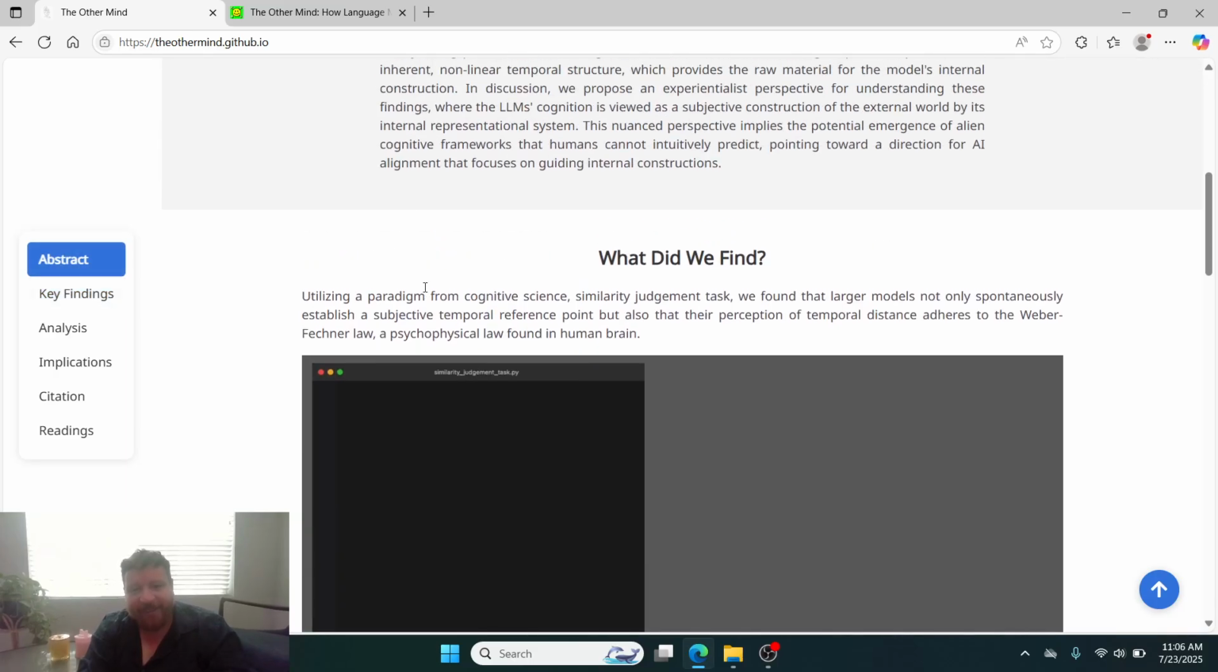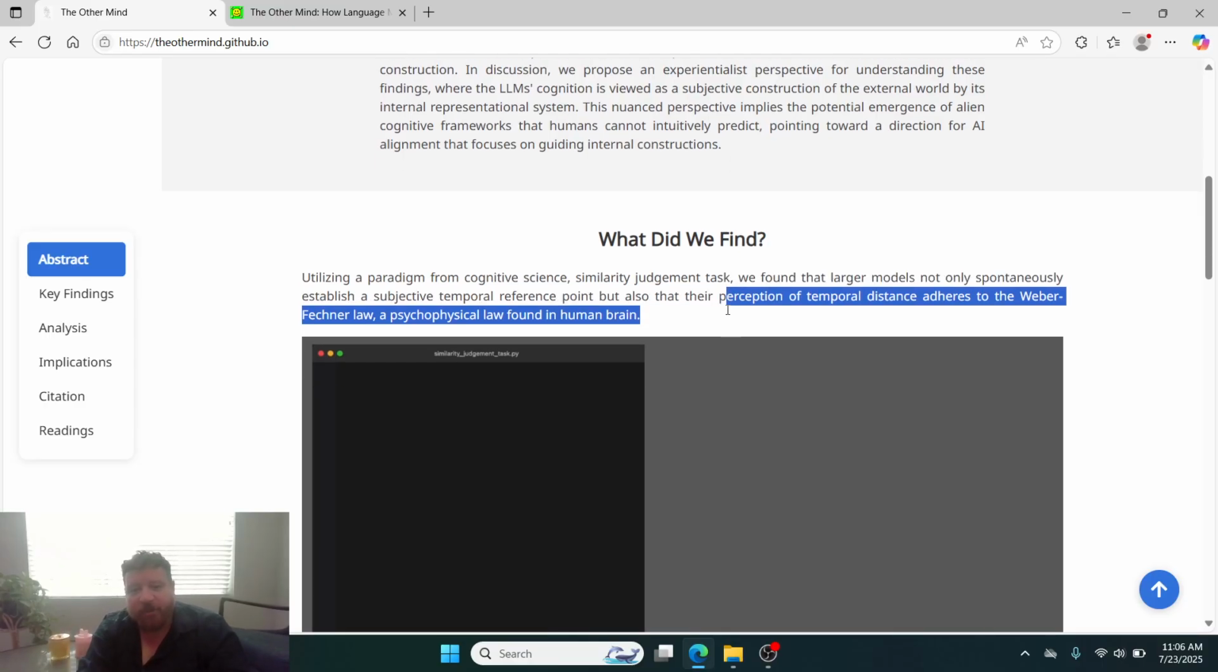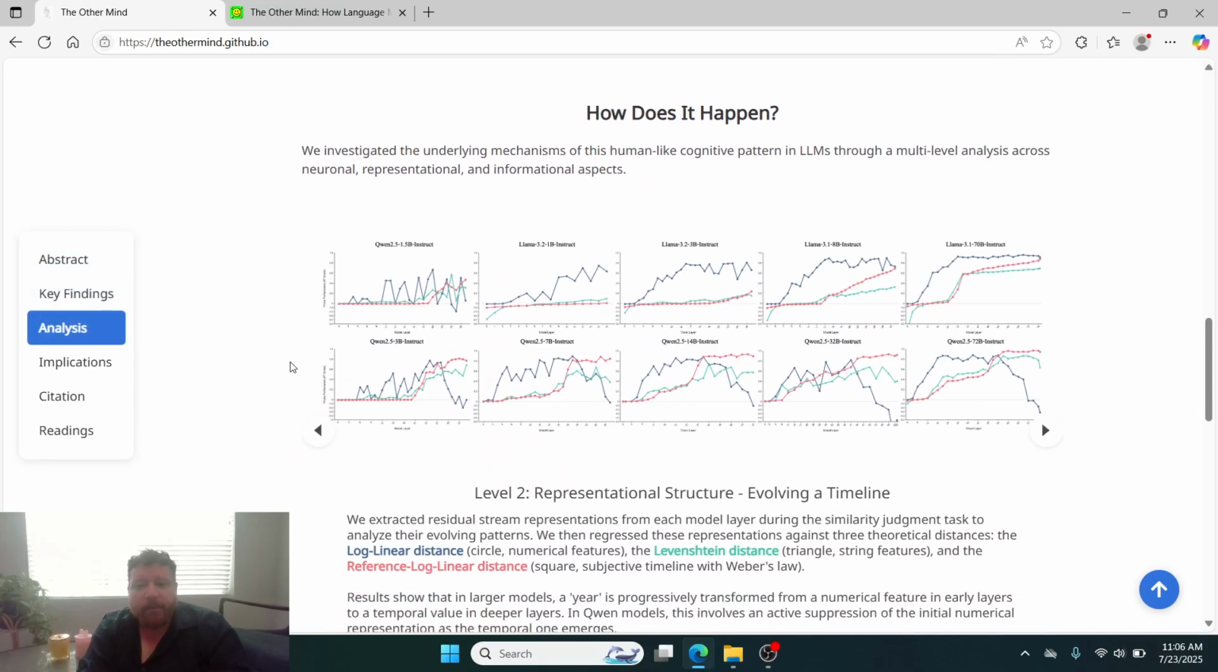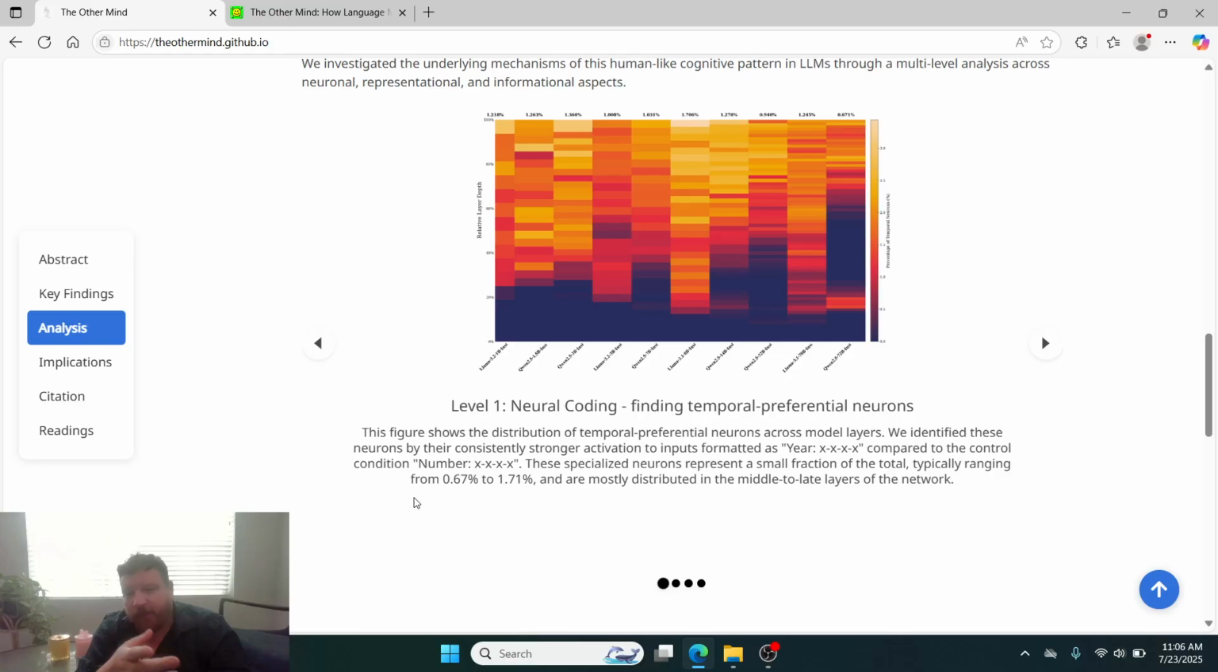So essentially, this video doesn't actually do a good job here. I'll highlight that. But they found essentially that the models utilize temporal distance and that it adheres to the psychophysical laws of the human brain overall, which is interesting. But how does it happen? Here they go through the full process, the technical process.